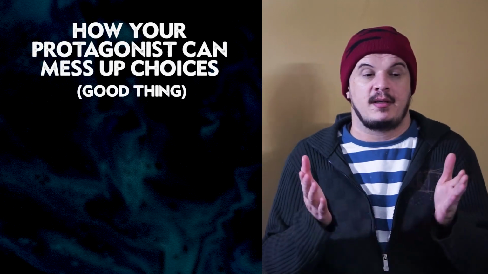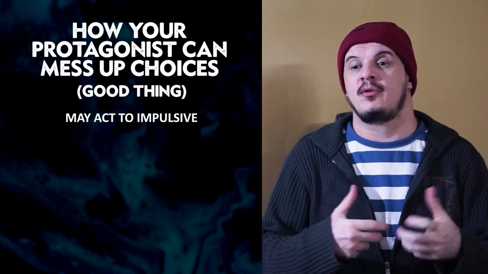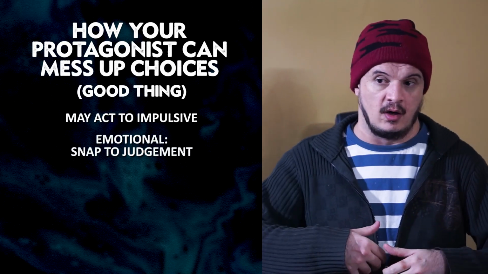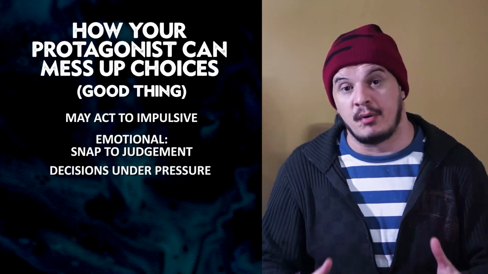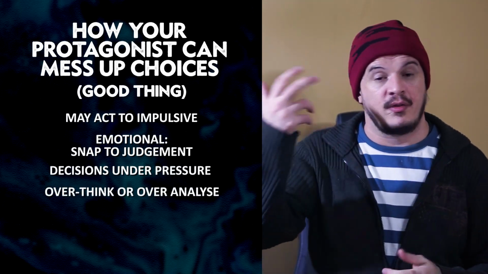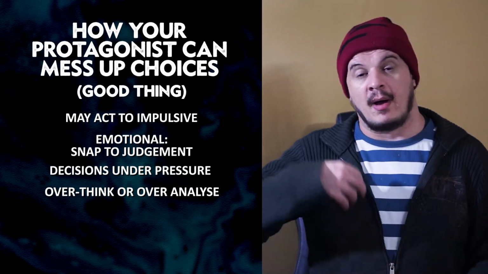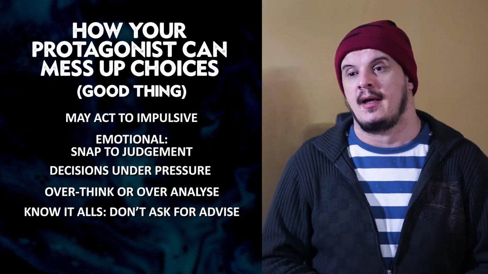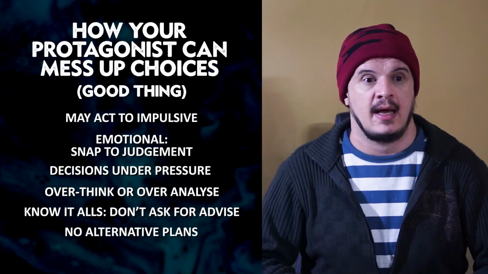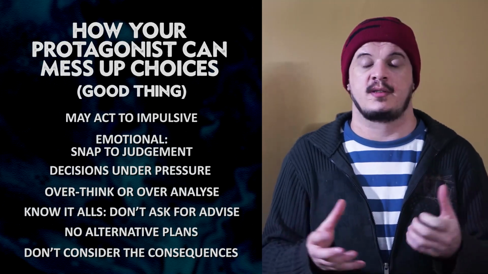Here's a couple of tips from Janice that help you maybe screw up the decisions of your protagonist. For example, they may act too impulsive, they snap to judgment, they make decisions under pressure, they can overthink things, they can overanalyze things, they may have a mindset that they think they know it all and they don't ask for advice, and they don't make alternative plans, and they don't weigh the consequences of their choices that they make.